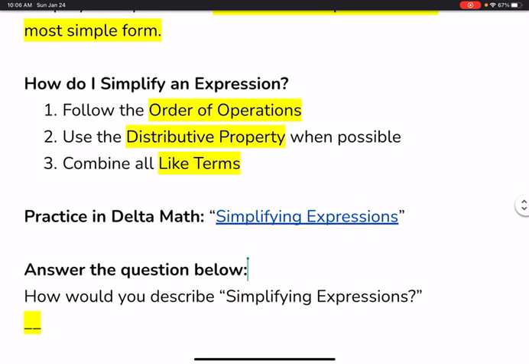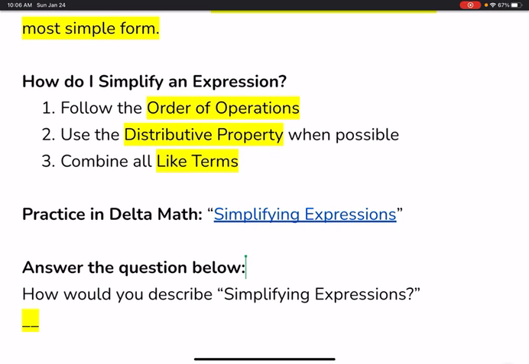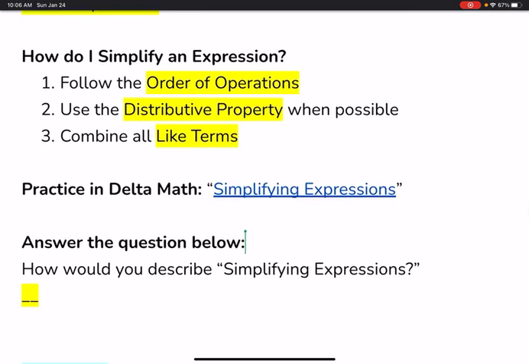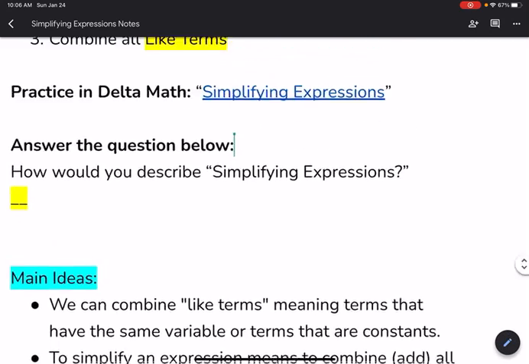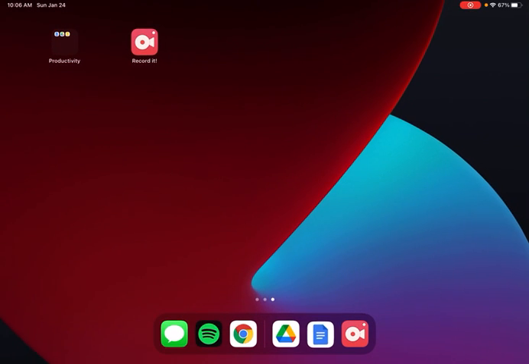Right now, we're going to take a look at some examples in Delta Math, and then you're going to come back and answer this question below. How would you describe simplifying expressions? There's also some closing main ideas here for you to take a look at. So let's go into Delta Math.